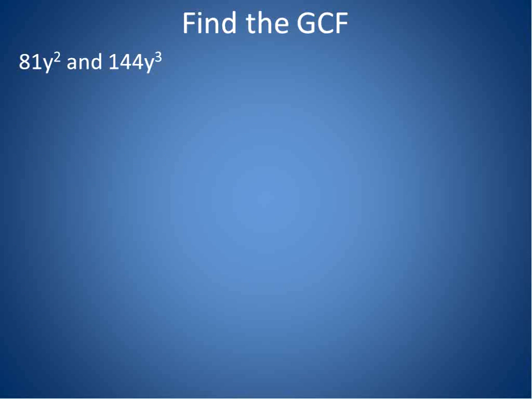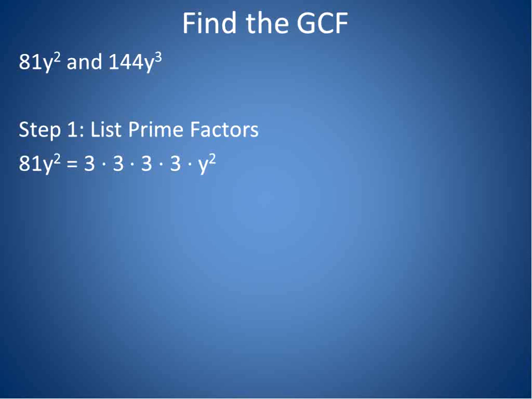Our final example is looking at the terms 81y squared and 144y to the power of 3. We're looking for greatest common factors, so we're going to follow those same steps. We're going to list the prime factors. 81 is 3 times 3 times 3 times 3, and y squared is y squared. 144 is our next one here, 2 times 2 times 2 times 2 times 3 times 3 times y to the power of 3. Wow, that's a lot. So we've got that all set, and that's exactly our prime factors.